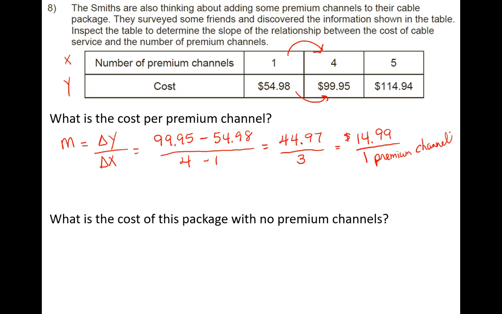Now we can kind of double check that and go, well, what's $99.95 plus $14.99? And sure enough, that goes up to $114.94. So we can see our pattern works. What is the cost of this package with no premium channels? Well, that means we have to go back to 0. We don't have that column, but if I have 0 channels, it's going to be $54.98 minus $14.99.